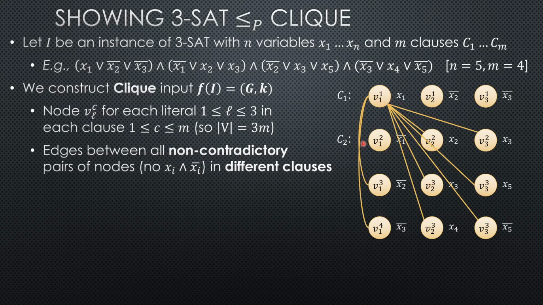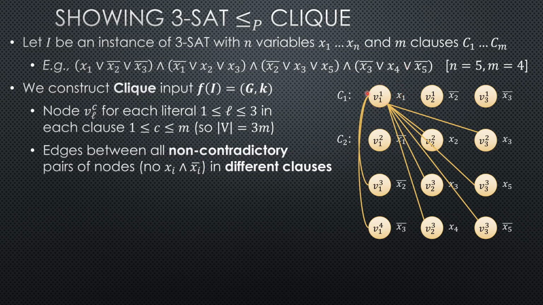So I'm learning that I can set x1 to true, and I'm allowed to set any of these other nodes' literals to true, and they might conflict with each other. Their truth assignments might conflict with each other, but their truth assignments won't conflict with my truth assignment of setting x1 to true.